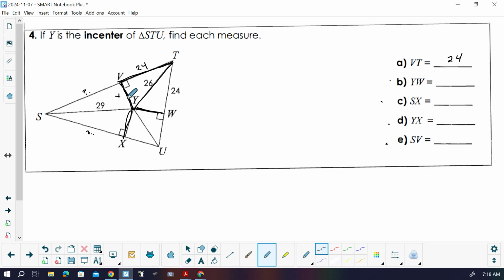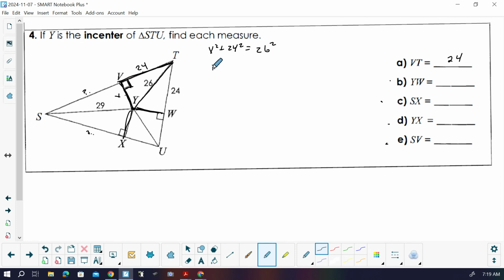Now you may think, why is finding VY? That's not one of my things. Well, YV, YX, YW, those are all the same. And since I have these two sides in this triangle, I'm going to go ahead and solve that. So the two legs are the X and the 24, and the hypotenuse in this triangle would be this 26.